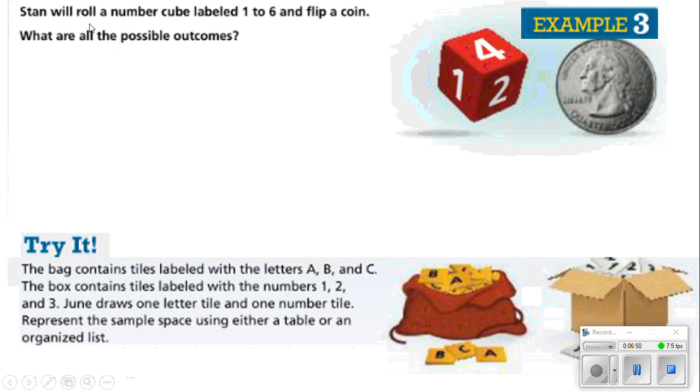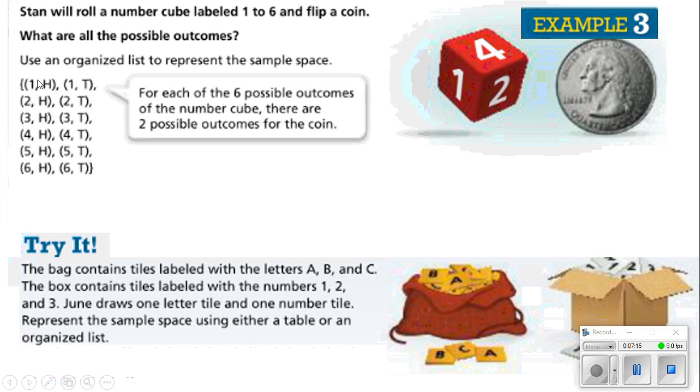Stan will roll a number cube labeled 1 to 6 and flip a coin. So that gives us 6 options here, and a coin gives us 2 options because that's either heads or tails. What are the possible outcomes? Well, that's 6 times 2. Use the organized list to represent the sample space. Well, as you guessed it, 1 could roll, and then it would be heads or tails. 2 could roll, could be heads or tails. 3 could roll, could be heads or tails, and so on. This is going to be 6 times 2, which will give us 12.